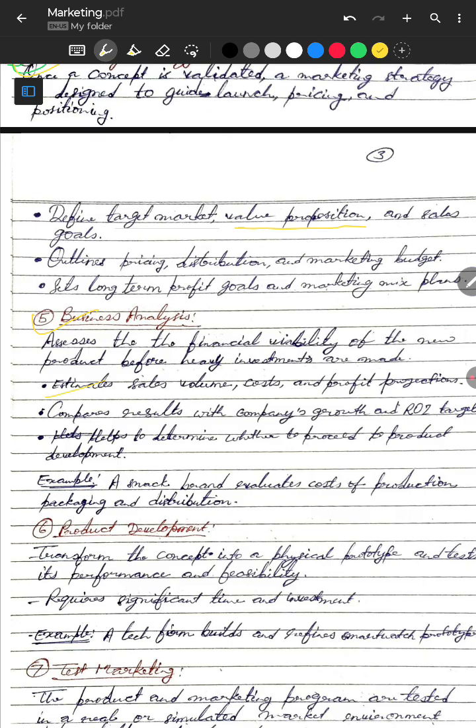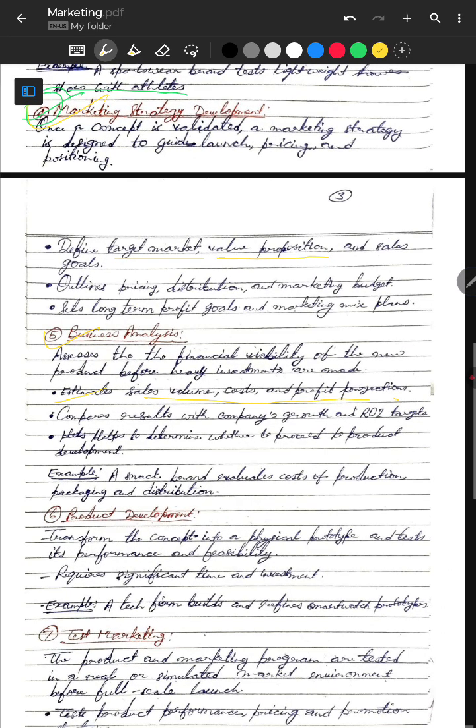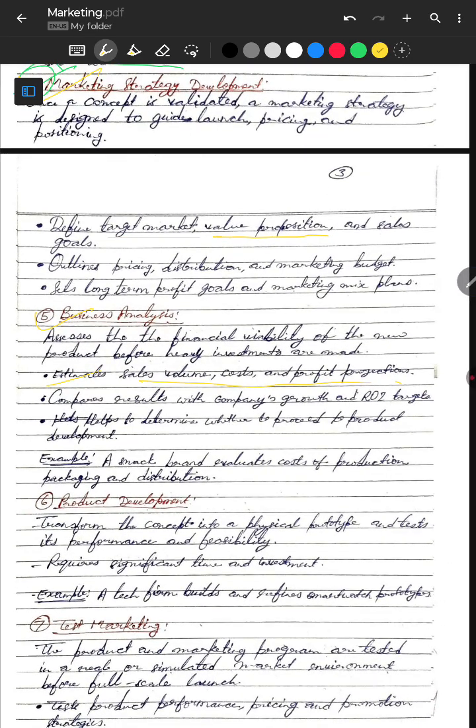So that's why it is given: estimate sales volume, cost, and profit projections. We have to analyze how much cost will be involved in making the product, how much the sales volume will be, and what the profit from the sale will be. Then we have to compare the results with the company's growth and return on investment targets.